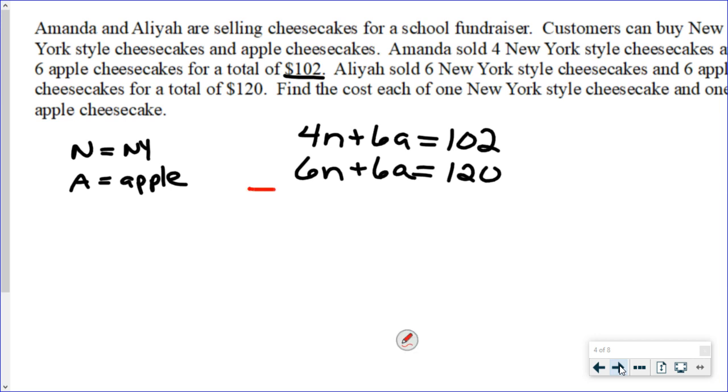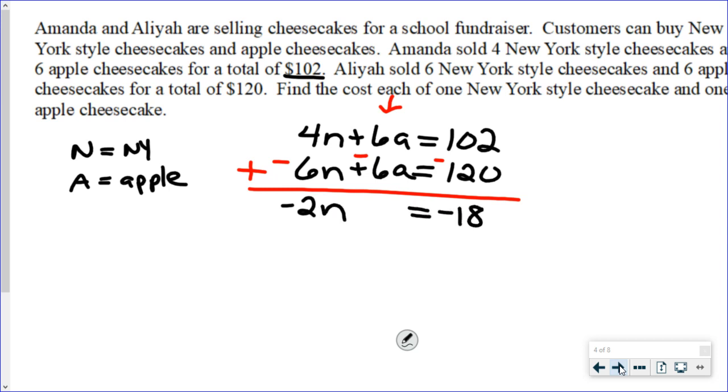Okay, now this is close. You can't just add down. I want to find how much each cheesecake costs. If I add down, nothing eliminates. But remember our little trick. Look at the apples. If I just multiply through by a negative, oh, it ends up so nice. So I'm going to add down, and I get negative 2n equals negative 18. Divide both sides by negative 2. And I see n equals 9. So the cost of a New York cheesecake is $9.